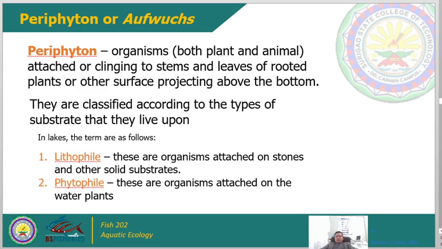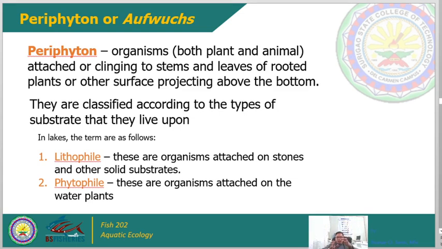Now, here we have another, which is periphytons or aufwuchs. Ang mga periphytons, from the word peri, meaning to say surface. From the word phyton, meaning to say plants. Okay? So, periphyton or aufwuchs. Periphyton are organisms, both plant and animal, attached or clinging to stems and leaves of rooted plants and other projecting surfaces above the bottom. So tanan nag-grow sa, say for example, isa ka seagrass. And then kanang isa ka seagrass na yung mga nag-grow sa iyang surface sa dahon, sa stem. So those are periphytons. Okay?